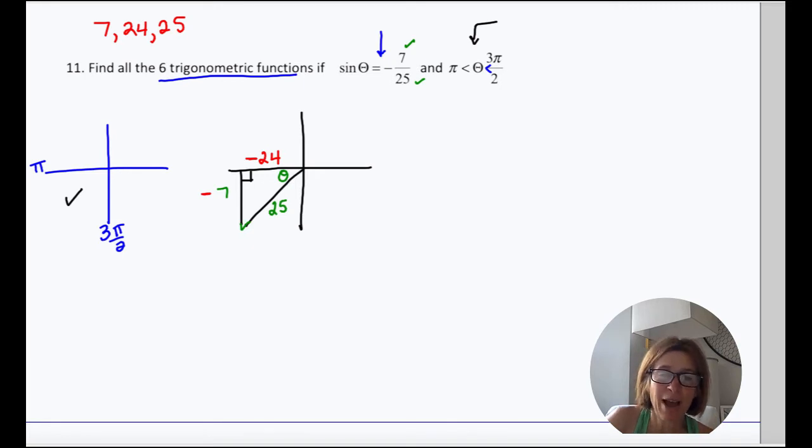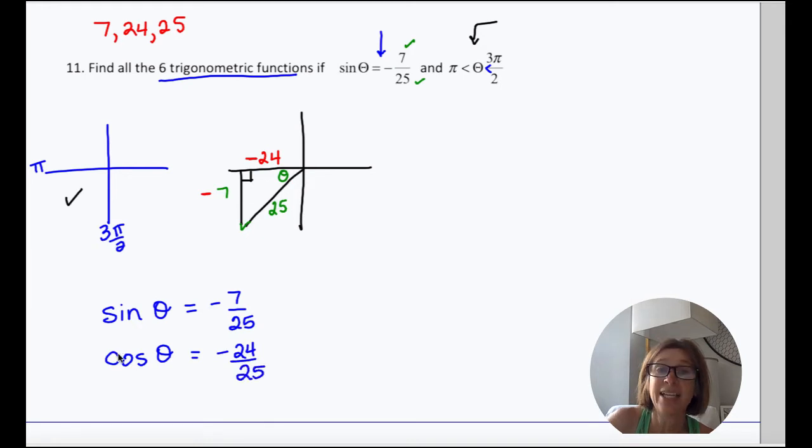Okay, so I've got my sine theta equaling, I have everything I need to find the 6 trig values, 7 over 25. Cosine, well, cosine's going to be negative as well, and it's adjacent over hypotenuse, so it's going to be negative 24 over 25. Okay, tangent's going to be positive in that quadrant, right, because sine over cosine, and all students take calculus, so that would be 7 over 24.